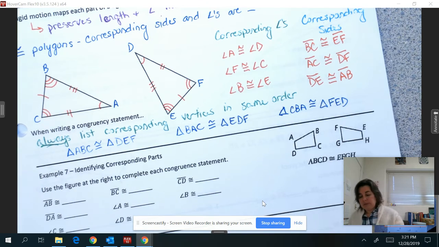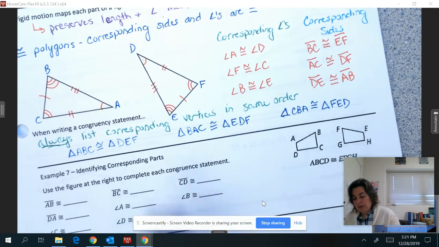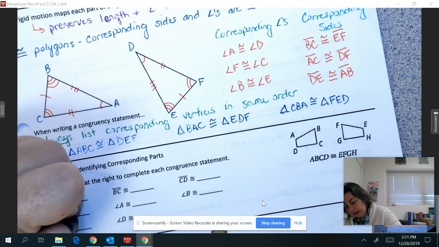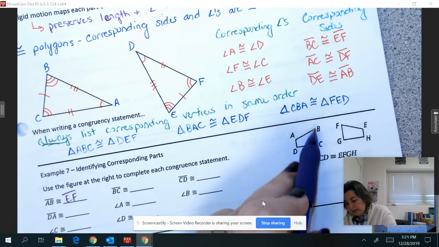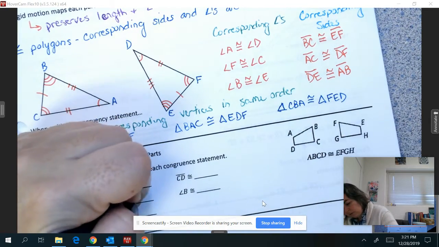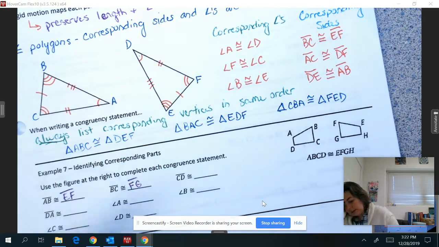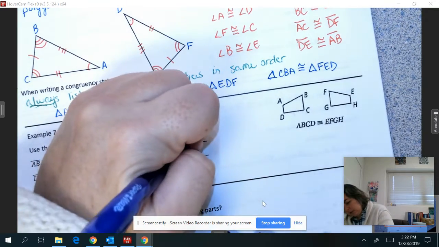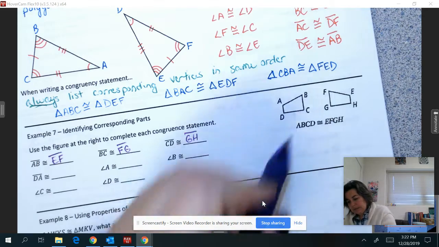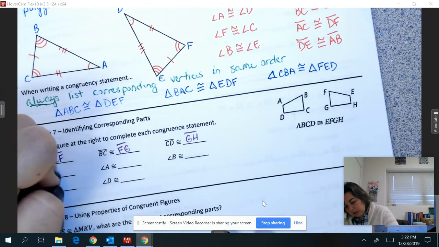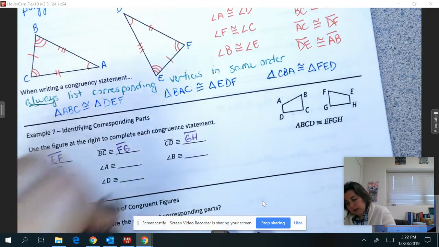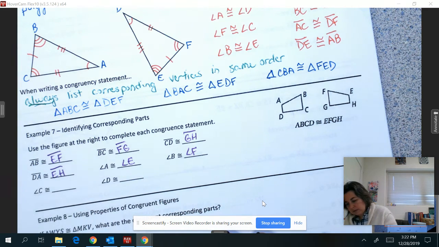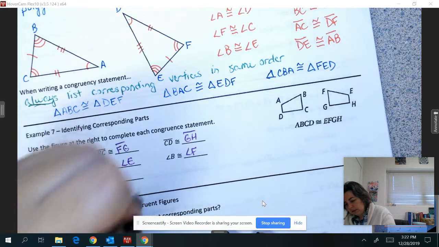Okay, so let's use this and look at the picture and write the corresponding parts. AB is the slanted part, so it has to go with the slanted part on this side, EF. BC is the long vertical one, so it's going to go with that long vertical one. These are just reflected, the same figure that was reflected, so it's a rigid motion. CD will go with GH. DA will go with EH. Angle A goes with angle E. Angle B goes with angle F. Angle C goes with angle G. And angle D goes with angle H.